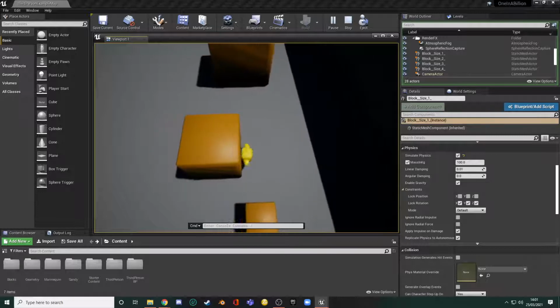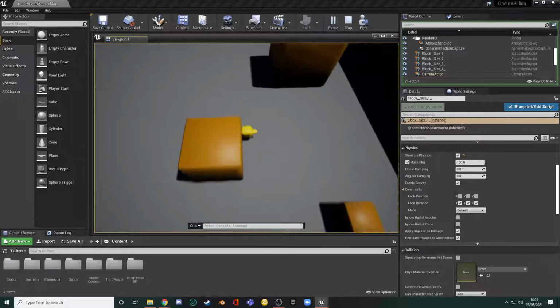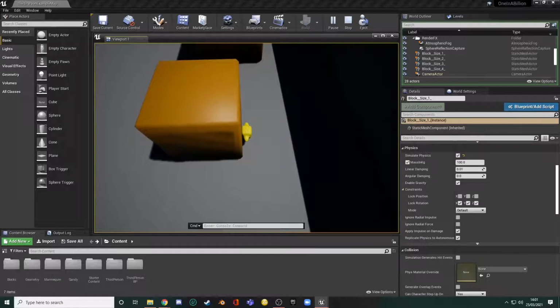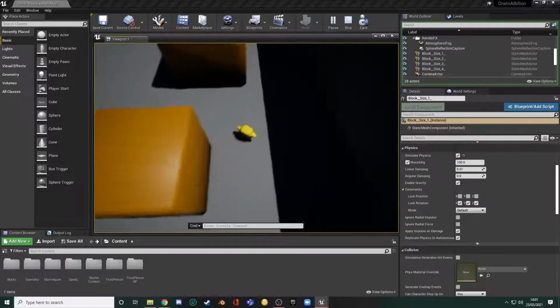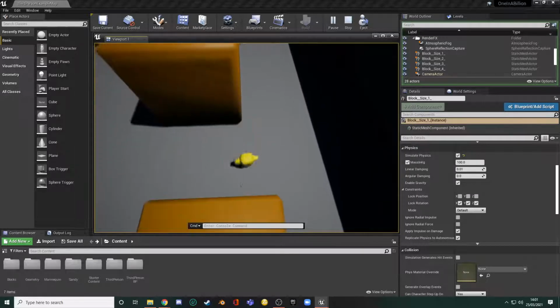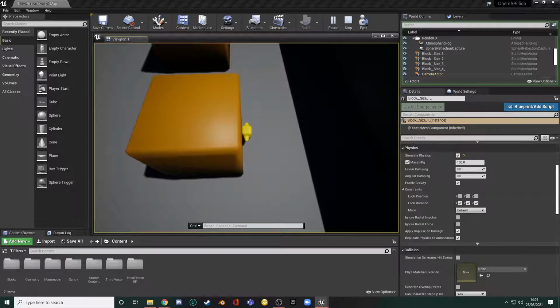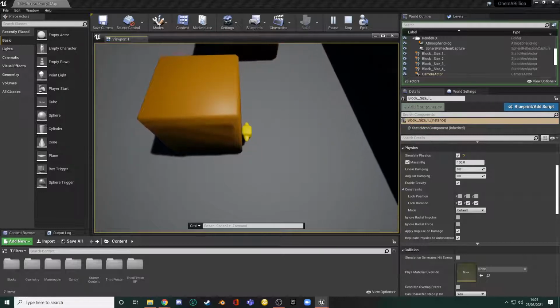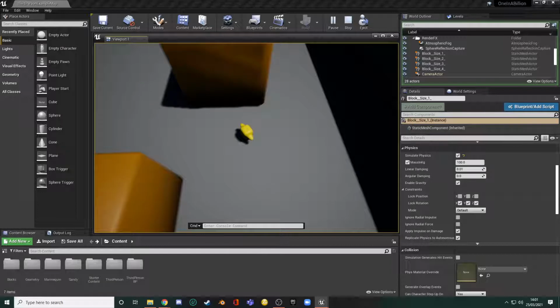So the second block can still be moved by this little character. Third block, much more of a struggle. And the fourth block can also still be moved, which baffles me a little, because this one seems to move more difficult. I think the physics is a bit off.